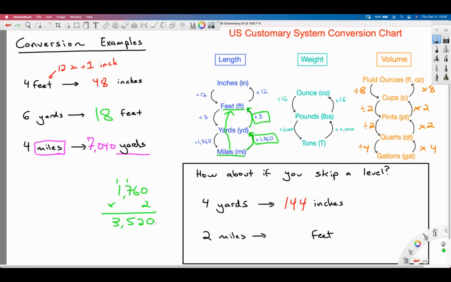Not bad, but now we have to take that and multiply by 3 to get to feet. So we take that same number and multiply by 3. 3 times 0 is 0. 3 times 2 is 6. 3 times 5 is 15, so we write a 5, carry the 1. 3 times 3 is 9, plus 1 is 10. 10,560 feet are in 2 miles. That's a ridiculous amount. But the idea, everybody, is we have to combine both of those units if we skip a level.